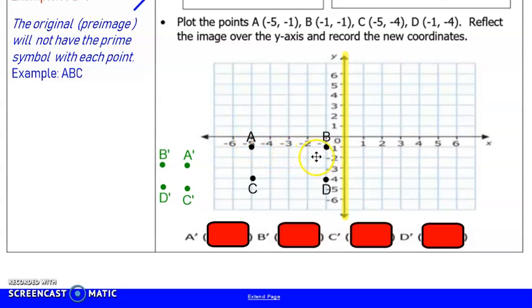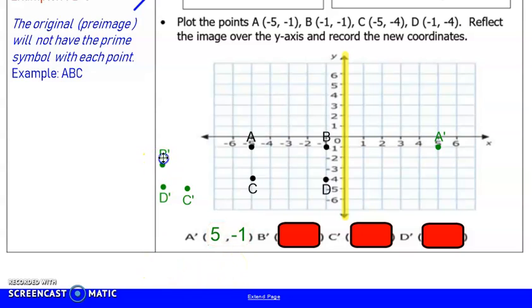That means each point is going to go across the y-axis, and my new points with the prime mark should be the same distance from the y-axis that the original point was. For example, I can start at point A and count my distance to the y-axis: 1, 2, 3, 4, 5 units. So A prime will just be 5 units in the opposite direction across the y-axis. I go from the y-axis and I go right 1, 2, 3, 4, 5. So the new location of A prime is positive 5, negative 1.